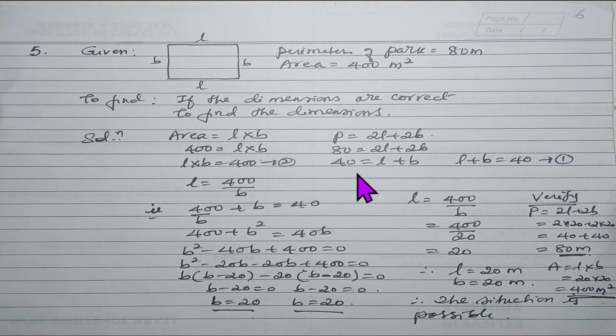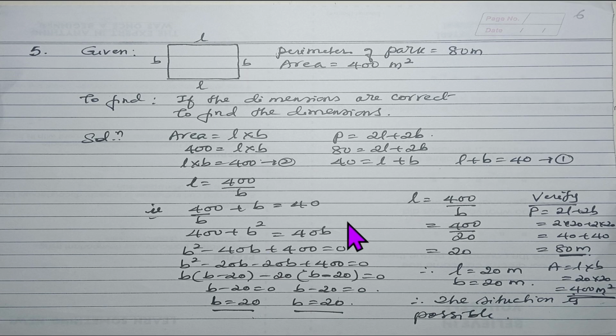Now we can substitute the value of L in this. By substituting the value of L, we get 400 by B plus B is equal to 40. Simplifying this, we get the quadratic equation b square minus 40b plus 400 equal to 0. Then by the middle term splitting method, we can find the two factors, that is b minus 20 and b minus 20. That means b is equal to 20.